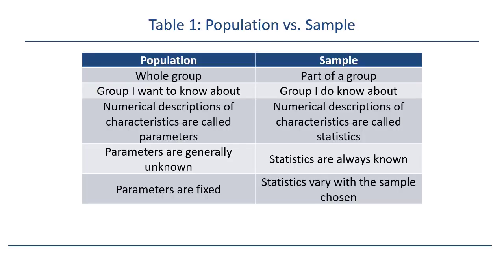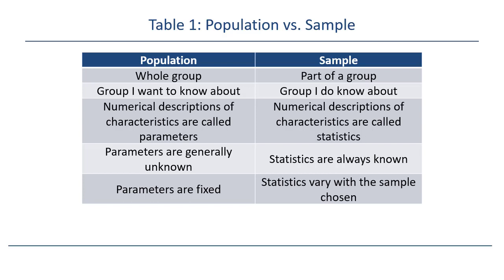So let's look at them side by side, right? Your population is the entire thing you're looking at. The sample is just a subset of that, right? A part of that group. The population is the group that you're really concerned about knowing something about. And then the sample is the group that you actually do know something about, right? Because it's the actual data you can gather. And then from that data, you can infer, right? Make an educated guess about what's happening in the population. So the numerical descriptions of the population are parameters. Those from the sample are statistics.